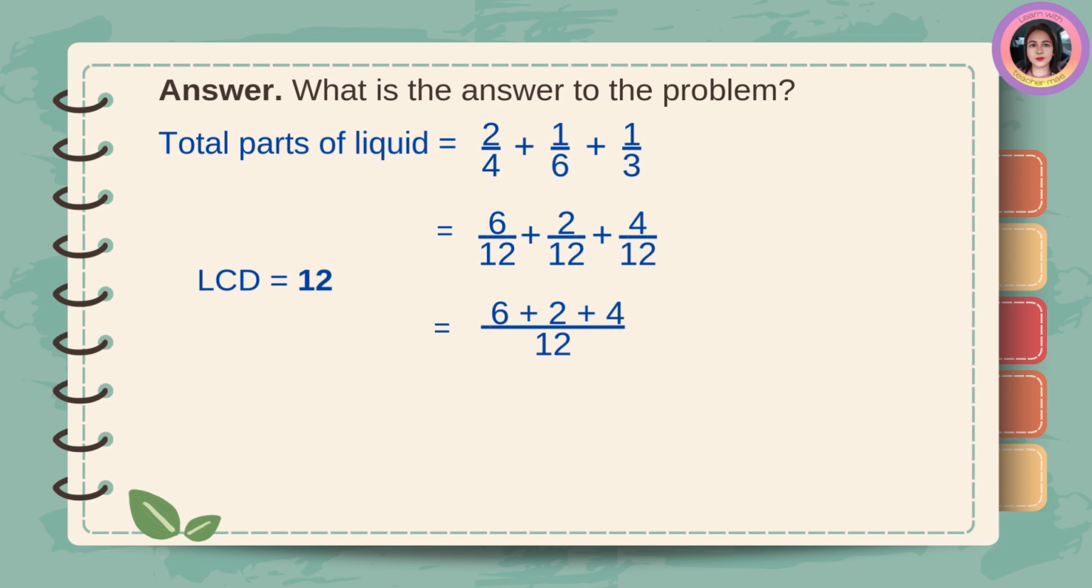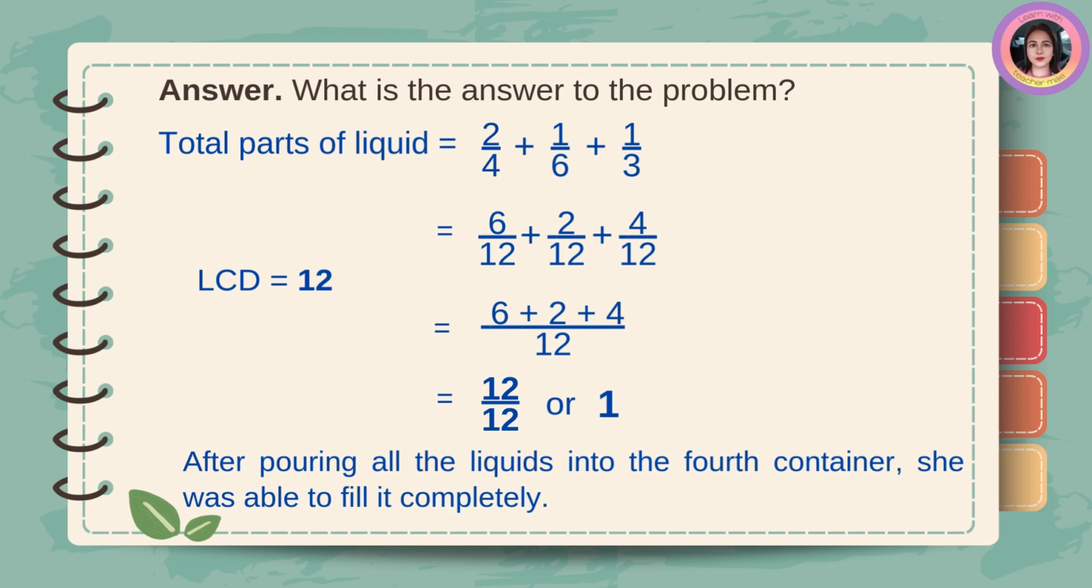Add the numerator 6 plus 2 plus 4. Then copy the denominator 12. The answer is 12/12 or 1. After pouring all the liquids into the 4th container, she was able to fill it completely.